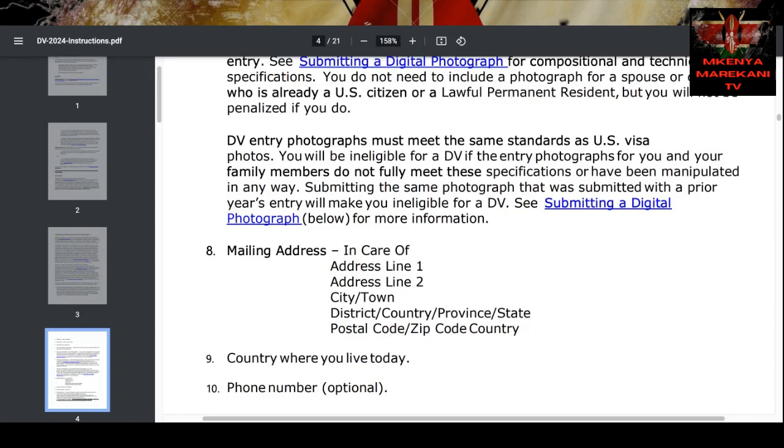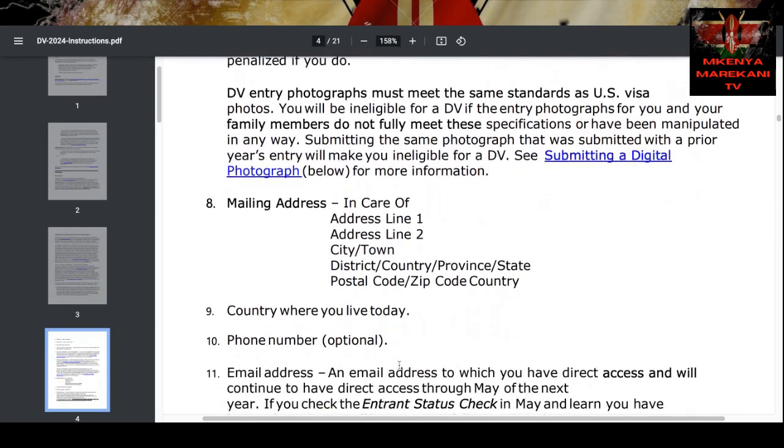Then the country where you live today, that's where you work. If you live in Qatar, that's where you work. That's your country of where you live today. Then phone number is optional, because they will not call you. And these other websites that I was warning you against, they will tell you to leave phone numbers, that they will call you, will contact you. The US government does not contact anybody on phone. Okay.